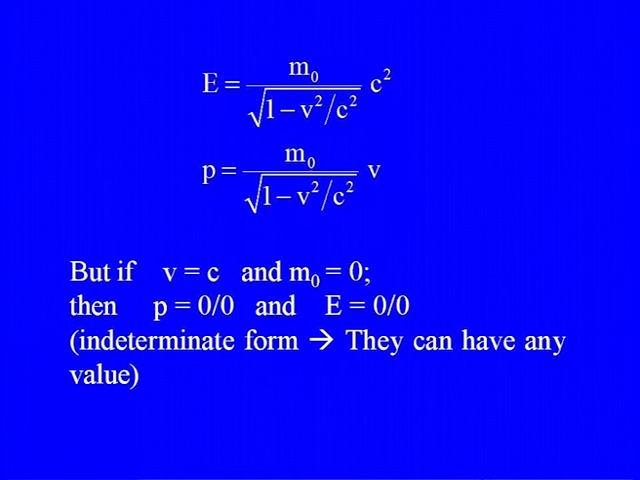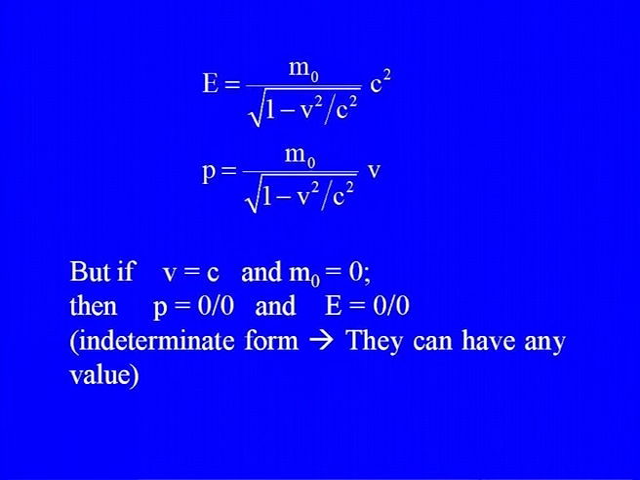But what happens if we still have the rest mass to be 0, but the particle is moving with the velocity of light itself? It's strange, isn't it? Then the expressions for the momentum and the energy become 0 by 0. It is an indeterminate form. You cannot say that it is 0, neither can you say it is infinite; it is indeterminate, it can have any value.